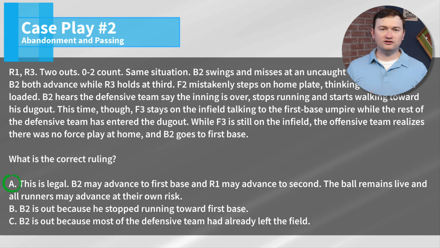The reason is that the 2 out uncaught third strike rule says the batter runner is out if he does not attempt to reach first base before all infielders leave the diamond at the end of the half inning. In this play, F3 is still on the infield talking to U1. He has not left the diamond. So the conditions for calling B2 out have not yet been met. B2 can still attempt to advance to first base. The ball remains live and all runners may advance at their own risk.